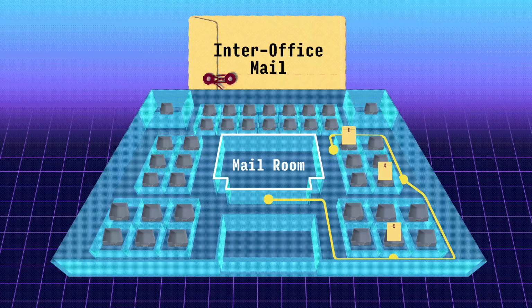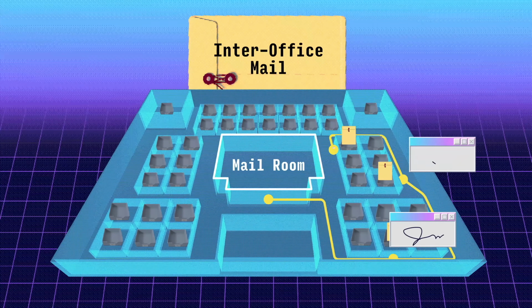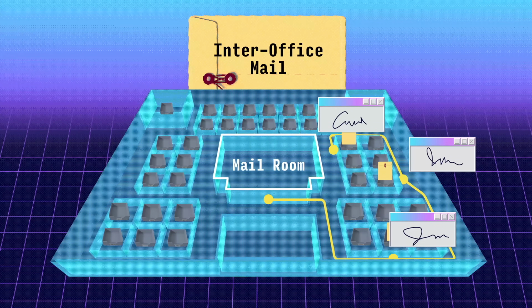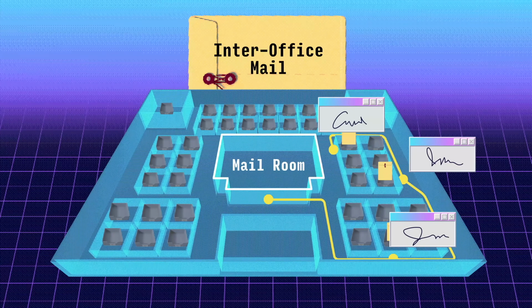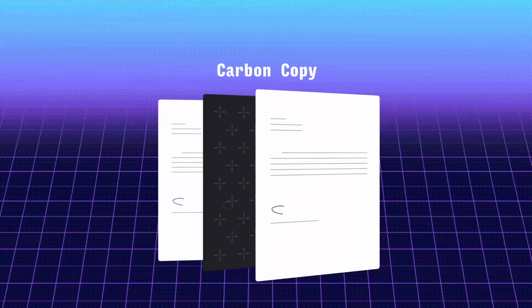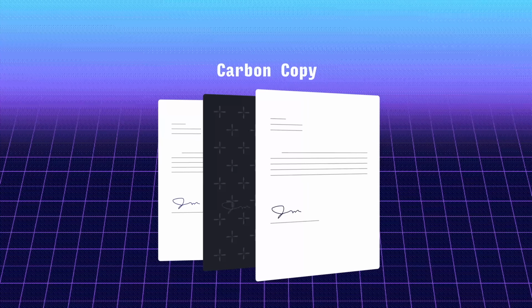Oftentimes, your job as an employee was to sign off on the document that you received and then forward it on along to the next person. Some documents even required signatures, and if you needed to keep a copy, there was a technology called carbon copy, where you would write through the page and it would appear on the attached page.